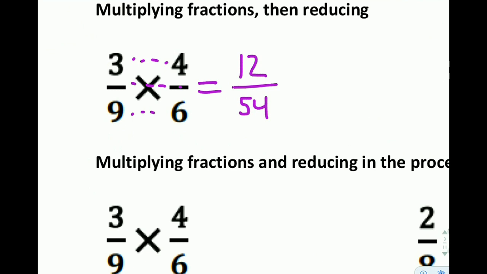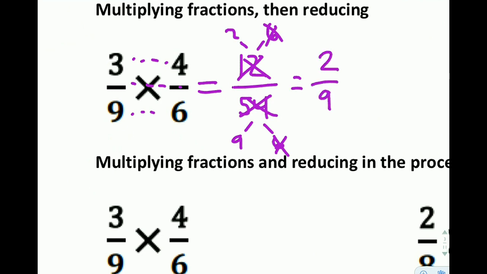Now, we can reduce this number. Let's do what we did above and break this down into 2 times 6. On the bottom, I know that 54 breaks down to 9 times 6. Cross those out, and we're left with our factors. I see the 6 and the 6 are going to cancel or make 1 together, because 6 divided by 6 is 1. I'm left with a 2 over a 9. So my fraction reduces to 2 over 9.